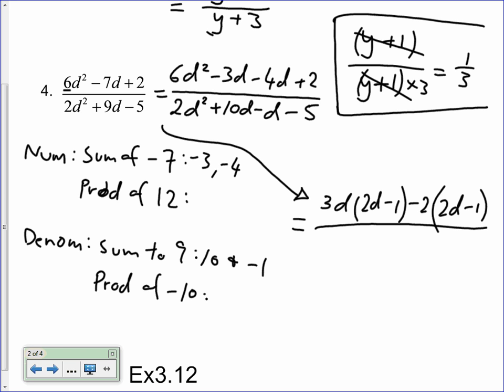I'm just doing the numerator first. That's the numerator. You can't split it up. It has to be kept together, because otherwise it's not proper.